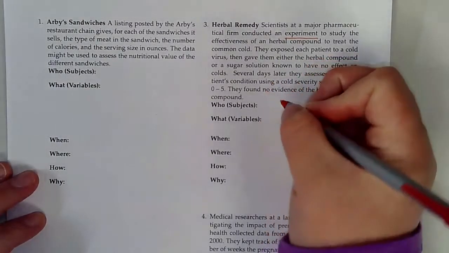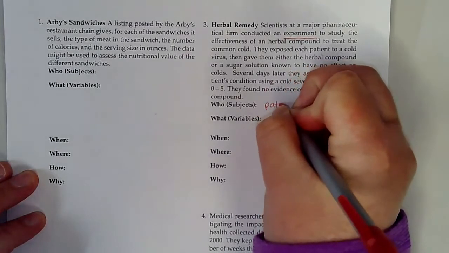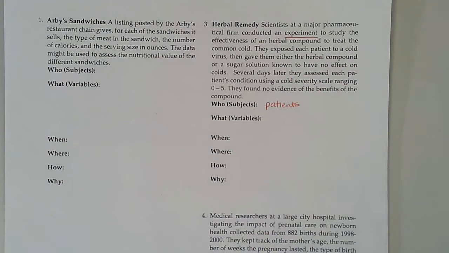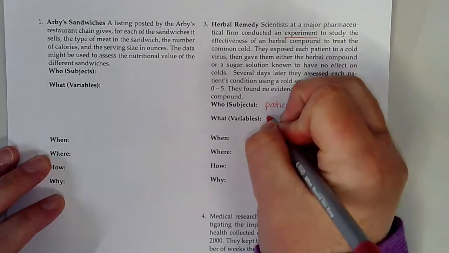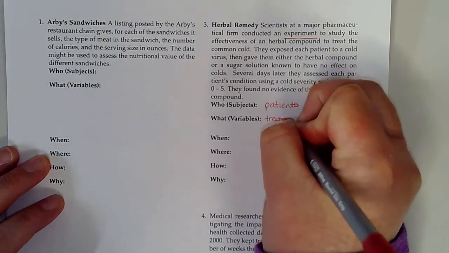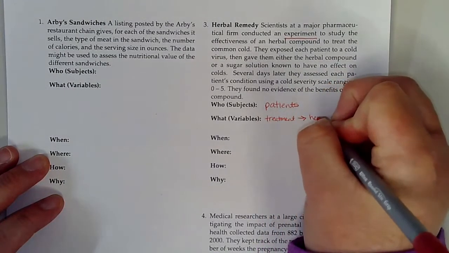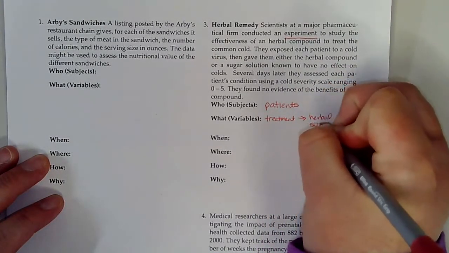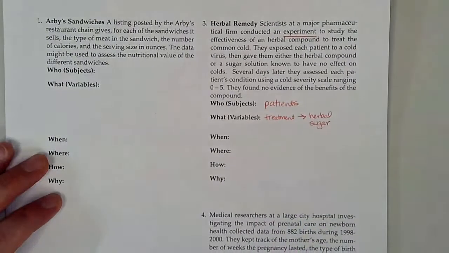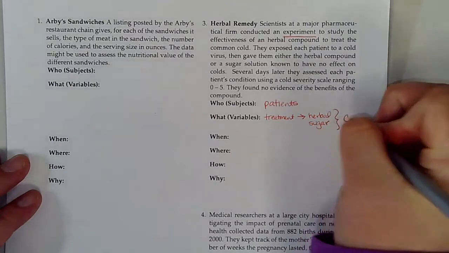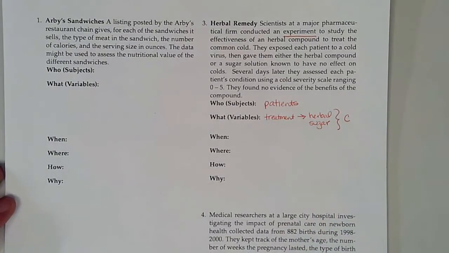So the who is going to be the patients that they exposed to the cold. And then there are variables here. This is maybe a little bit tricky, but I would say there are 2 here. The first one is the treatment. For the treatment, you either got this herbal remedy or you got the sugar solution. So you got one of those 2 things. And this would be a categorical variable. There's definitely nothing measured there, no units.